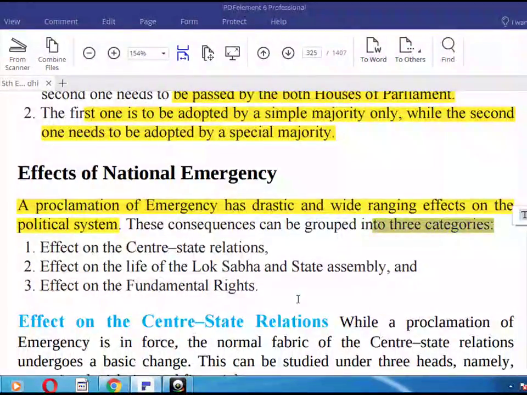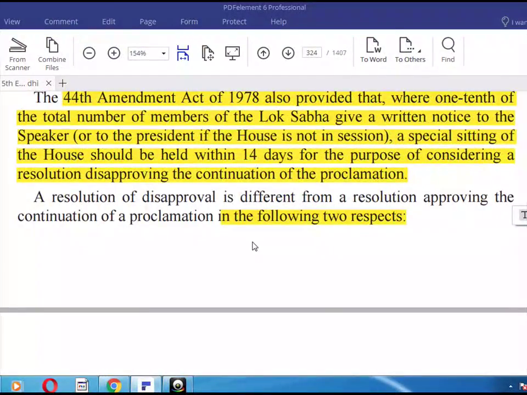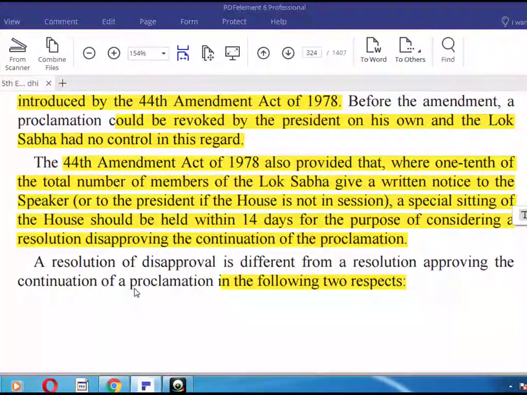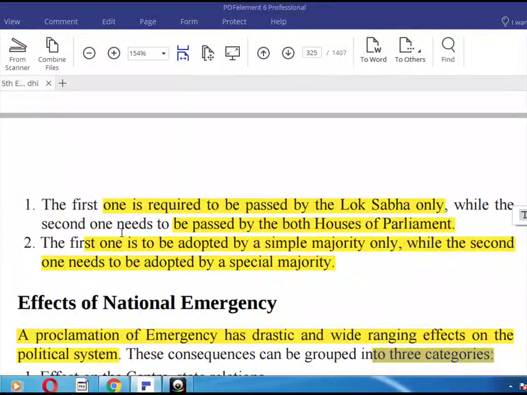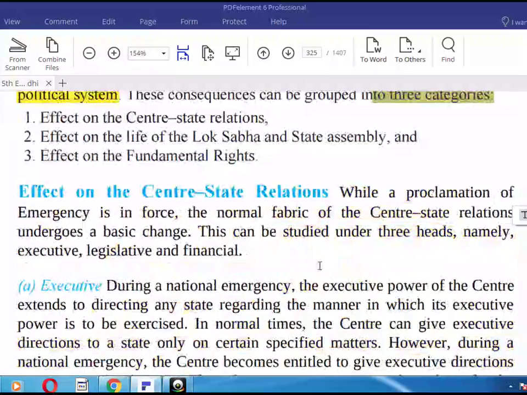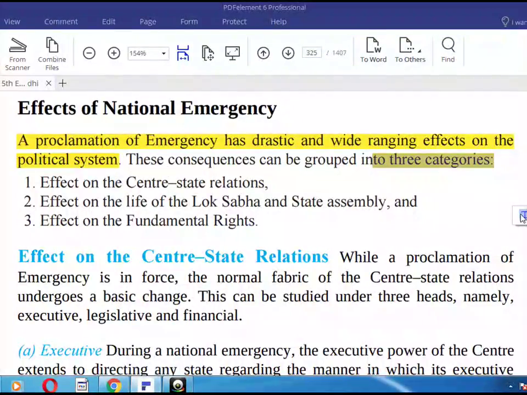The resolutions of disapproval and approval differ in two respects. The first is required to be passed by the Lok Sabha only, and the second needs to be passed by both the Houses of Parliament. The first is to be adopted by a simple majority only, and the second needs to be adopted by a special majority.